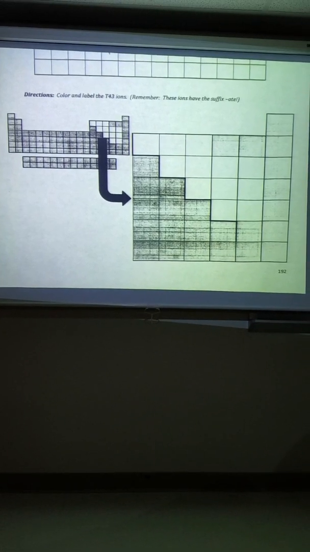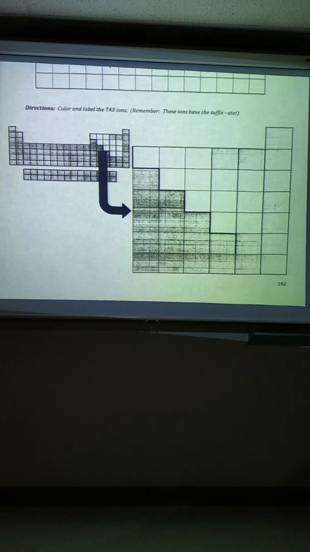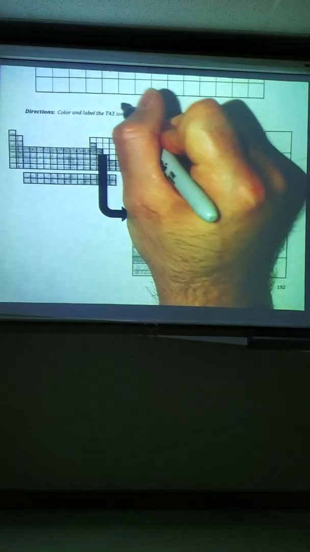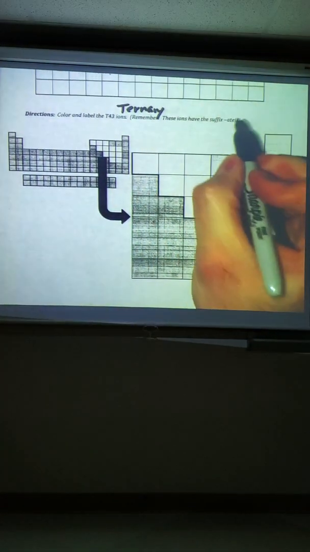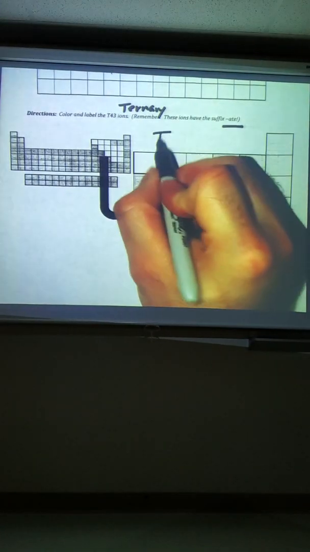When it comes to bond polarity, we're just going to deal with that in Chapter 6 because it ties together pretty well. So as far as nomenclature goes, we need to deal with ternary. And if you're ternary, it's because you end in ATE. A fun way to learn this is T43.